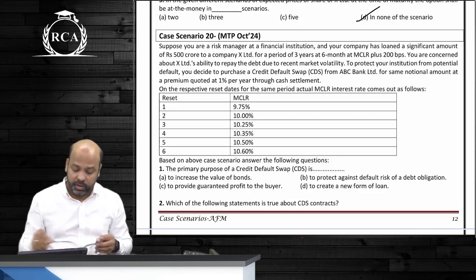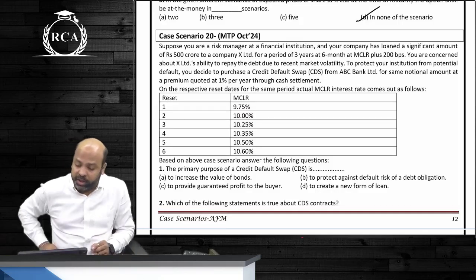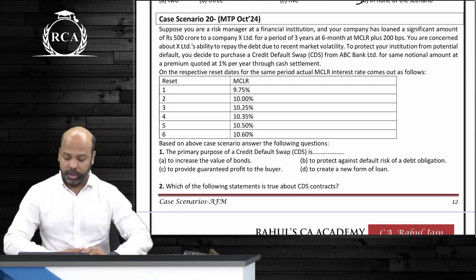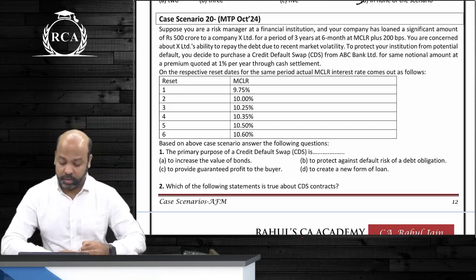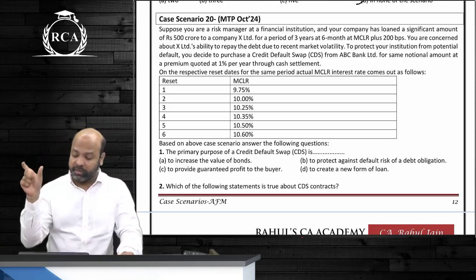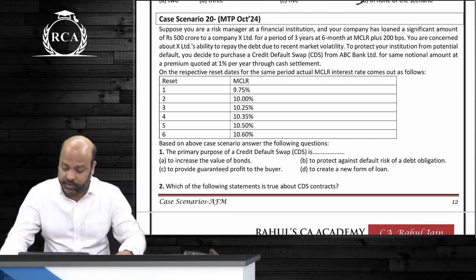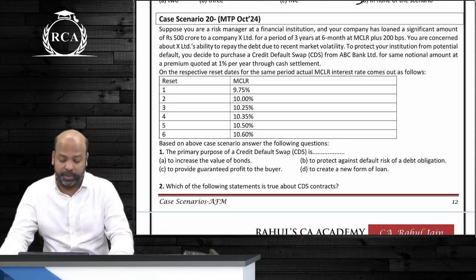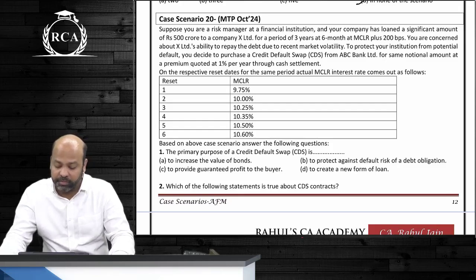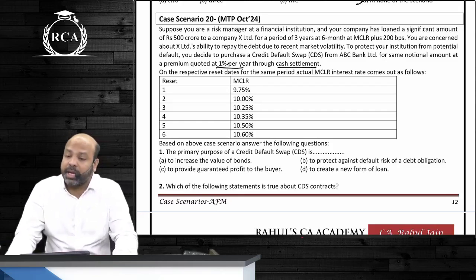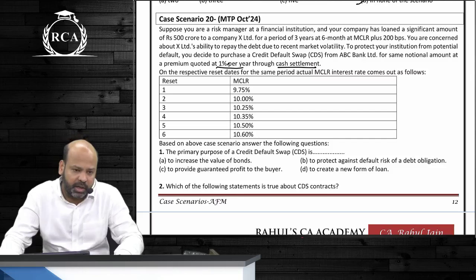Remember this? Suppose you are a risk manager at a financial institution and your company has loaned a significant amount of 500 crores to a company X Limited for a period of 3 years at 6 months MCLR plus 2%. The period of loan is how many years? 3 years. You are concerned about X's ability to repay the debt due to recent market volatility. To protect your institution from potential default, you decide to purchase a credit default swap from ABC Bank for the same notional amount at a premium quoted at 1% per year through cash settlement. Underline the words cash settlement, underline 1% per year.